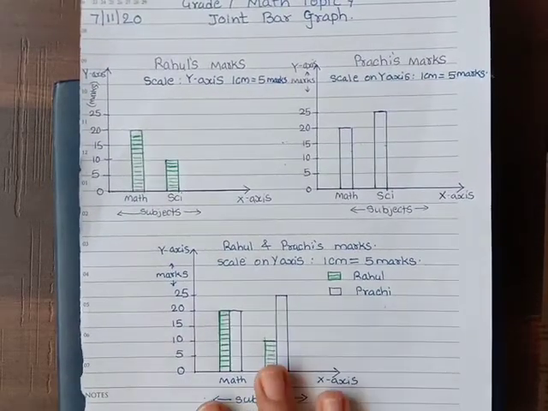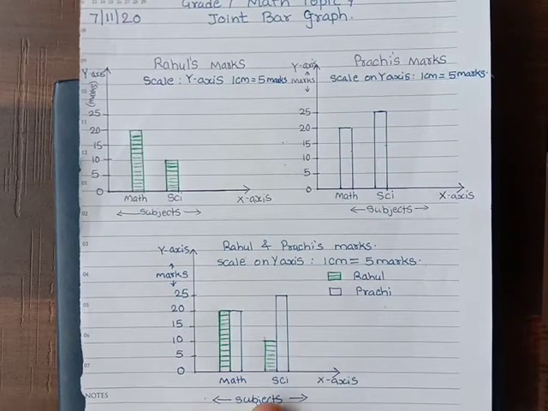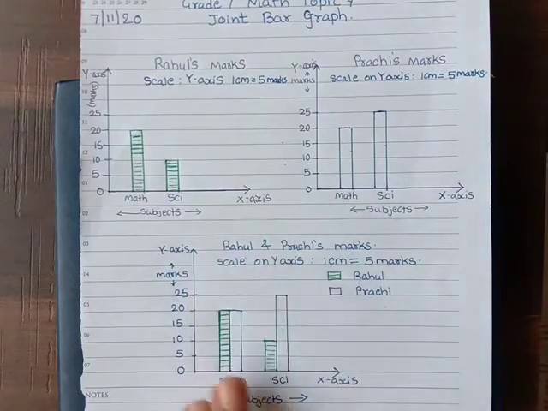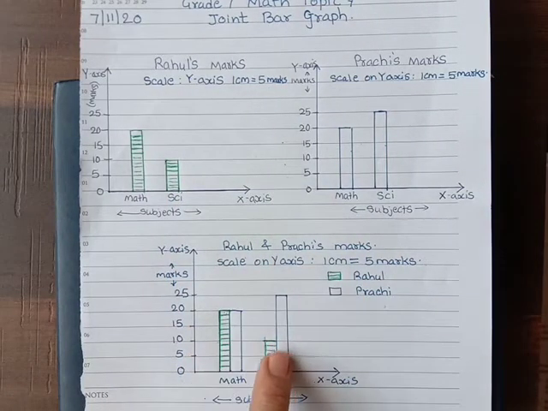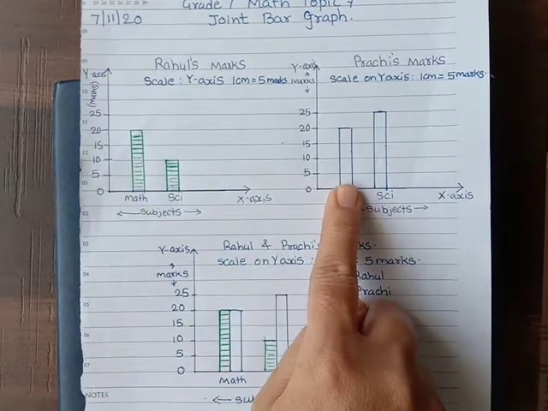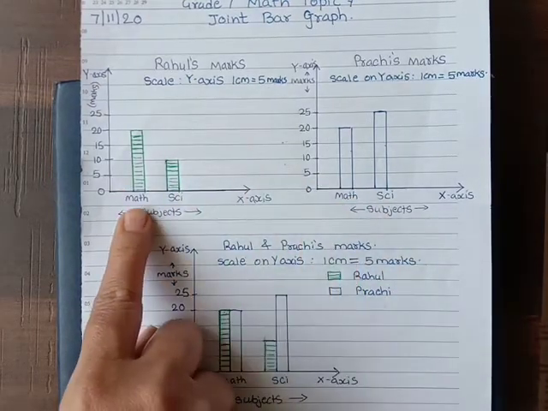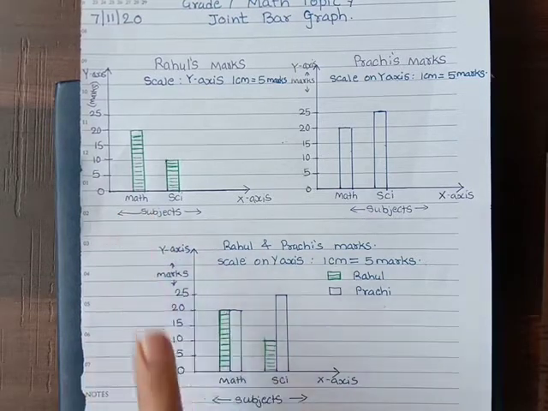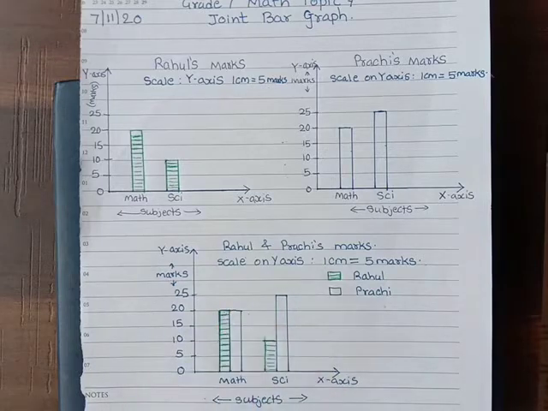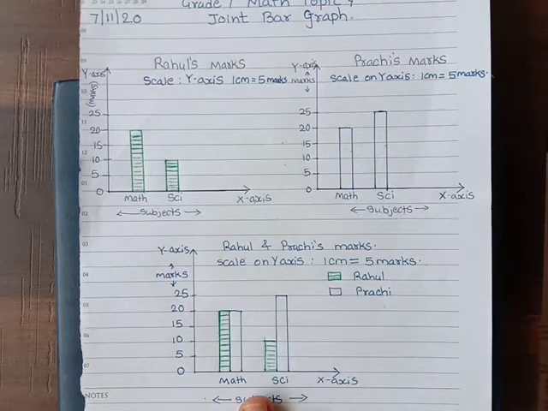So such types of graphs are called joint bar graphs. Two sets of information from two people I have shown using one graph. Can you see I have joined these two bar graphs here? This one bar and one bar from this, which are respective to maths, have been shown over here, and I have joined them together. So such bar graphs are called joint bar graphs.